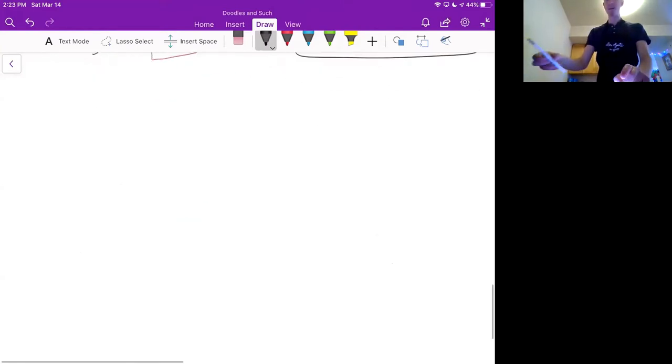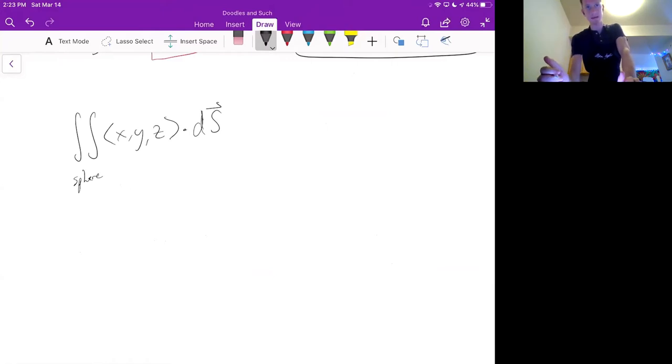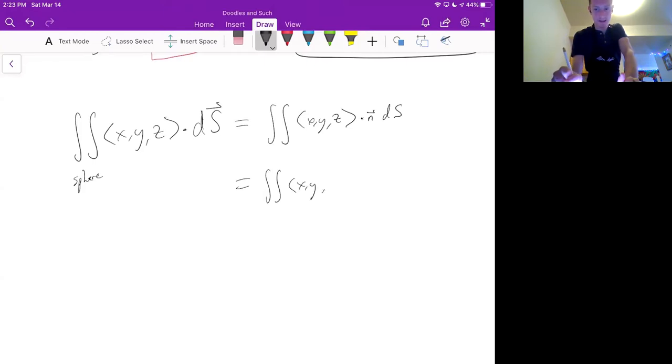So if I had a parameterization and I was trying to compute a flux integral, I wanted to know the flux of x, y, z dot dS, where S is the sphere or something, then this is relevant to 4b, for example. What I would do is x, y, z dot little n dS. But then I remember that this is the same, if I have a parameterization, as x, y, z dot little n times the magnitude of big N du dv.